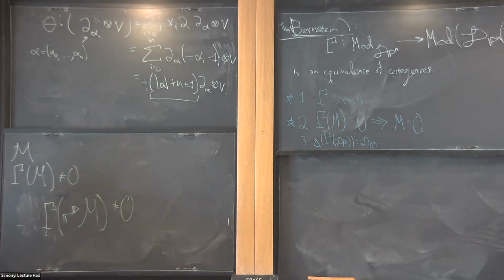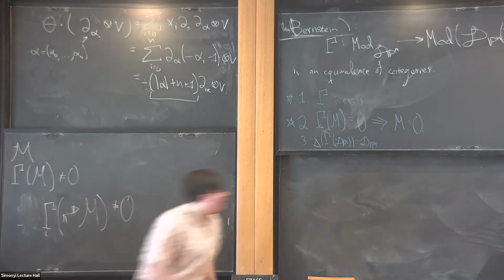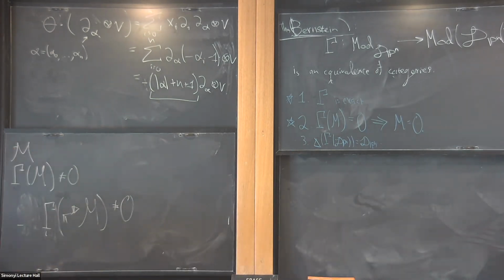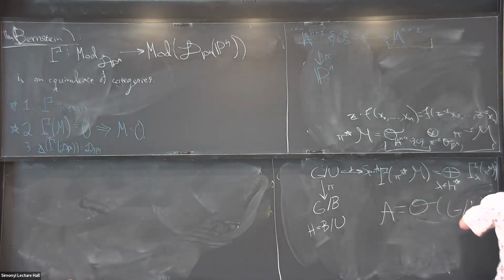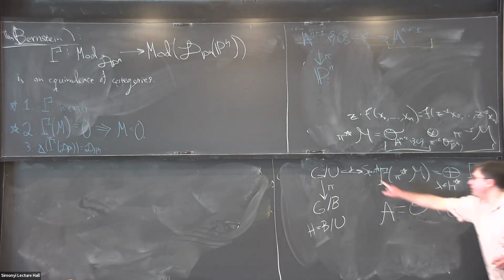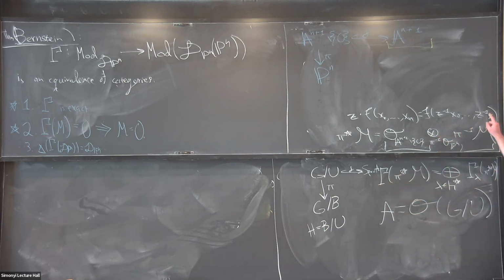Can you take A to be spec of something? Yeah, so the ring A can be just the ring of functions, so A is O of G mod U. In particular, it's very easy to describe. And in fact, the closed complement. So in this proof, it was helpful that we knew the closed complement was the origin.